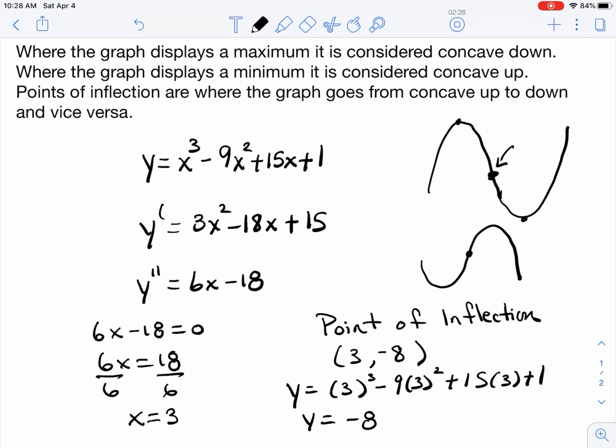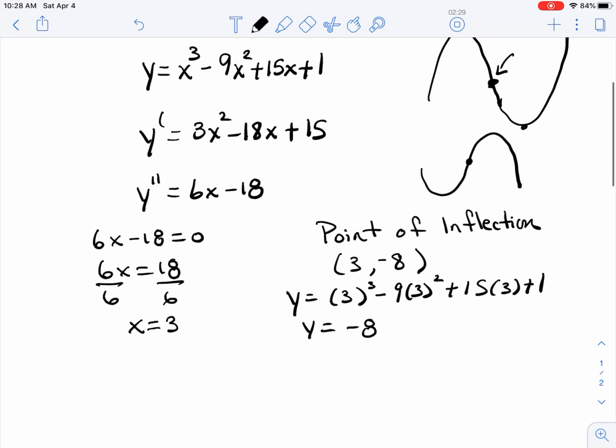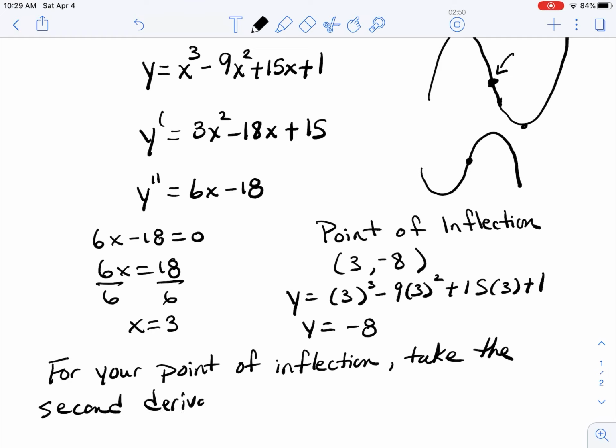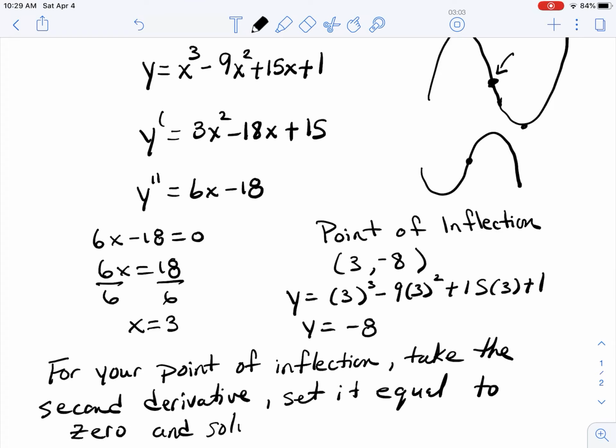So I am really close to putting all this information together and graphing it. I'm just going to write down here for your point of inflection: take the second derivative, set it equal to 0, and solve.